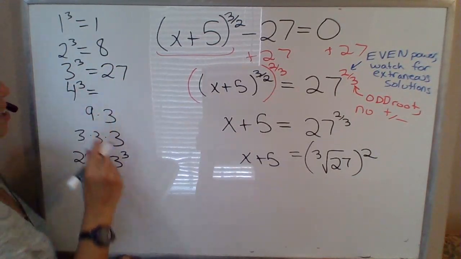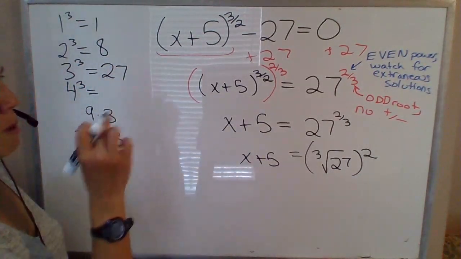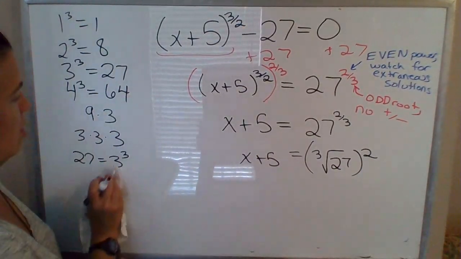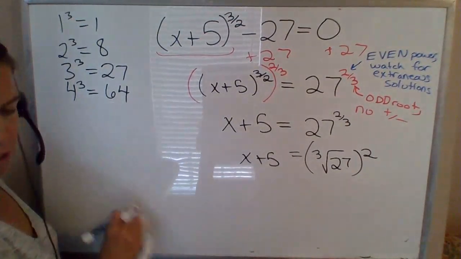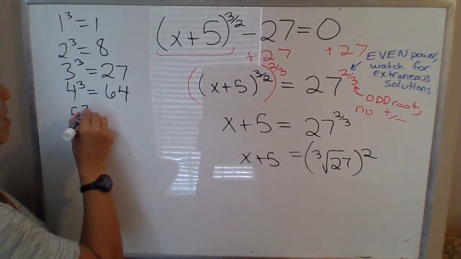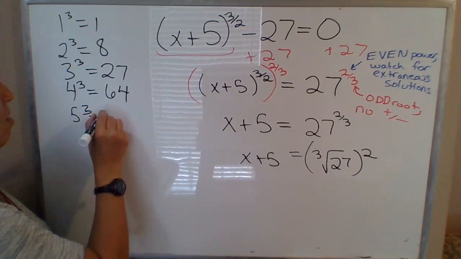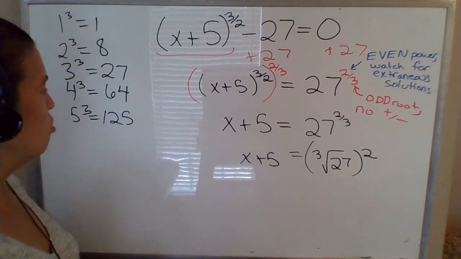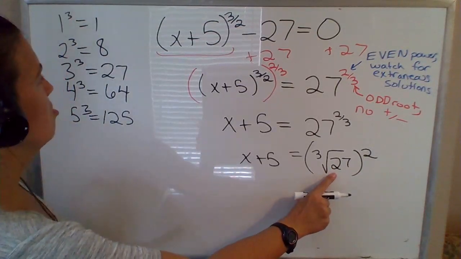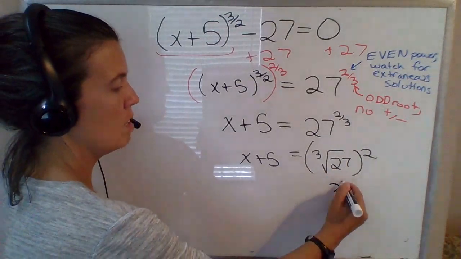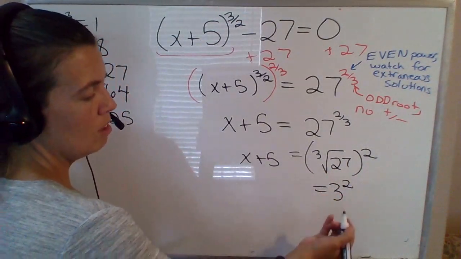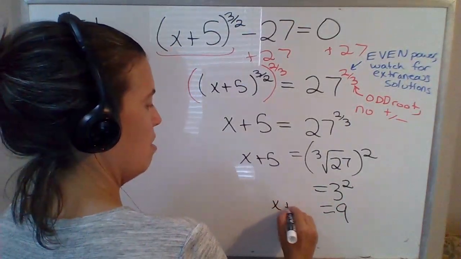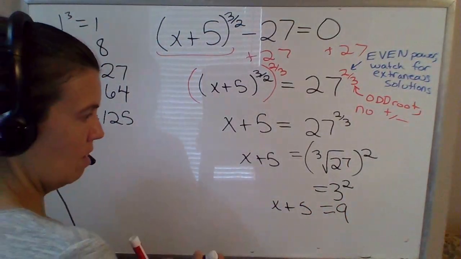4 cubed, so 4 times 4 is 16. If you multiply by 4 again, you get 64. And I'll just do one more. 5 cubed would be 25 times 5. That's 125. It's just nice to be aware of those perfect cubes, so when you run into them, you recognize them. So 27 is a perfect cube, and its cube root is 3. So this is equal to 3 squared, which is 9. So x plus 5 is equal to 9.